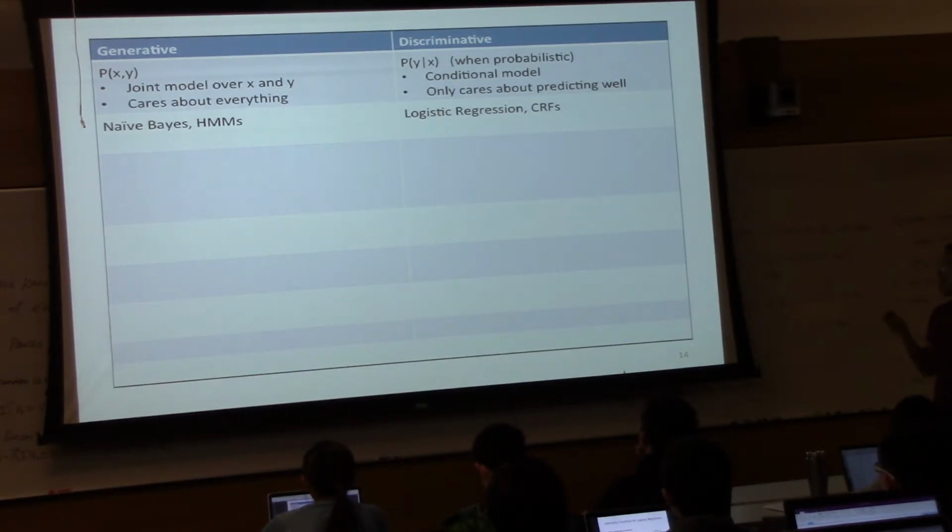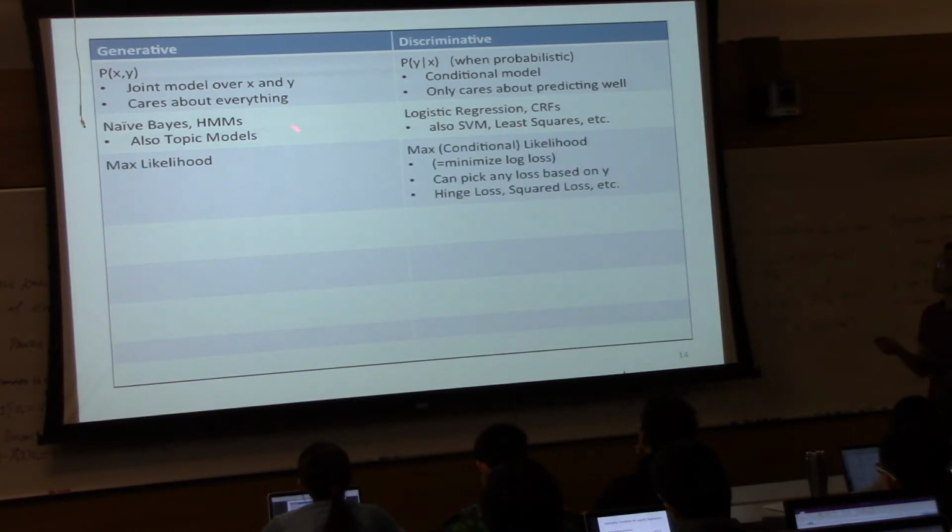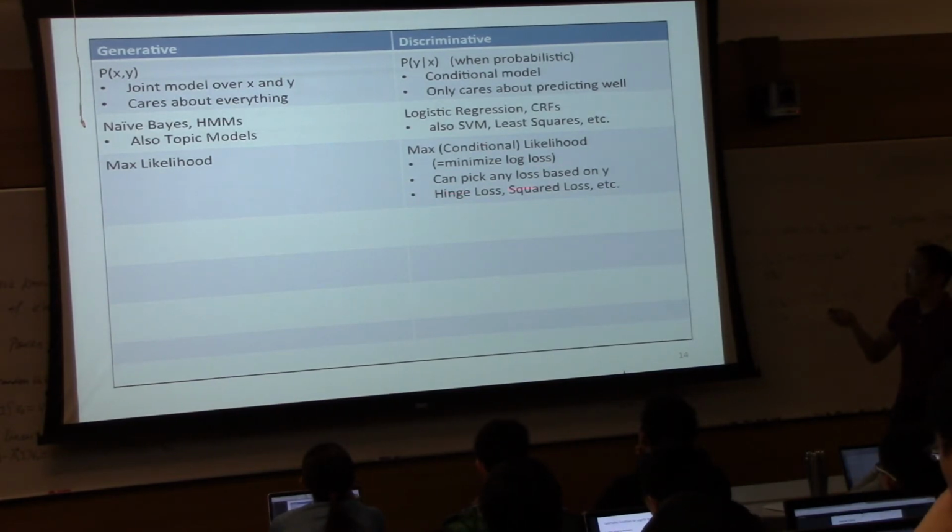So examples include naive Bayes, HMMs, and CRFs. Other types of generative models, like topic models, I briefly overviewed last week. SVMs and least squares are other types of discriminative models that are not necessarily probabilistic. If it's a probabilistic model, you train via maximum conditional likelihood, which is equivalent to minimizing the log loss. Of course, if we take the loss minimization interpretation, we could also minimize some other loss functions instead. These are all discriminative models.